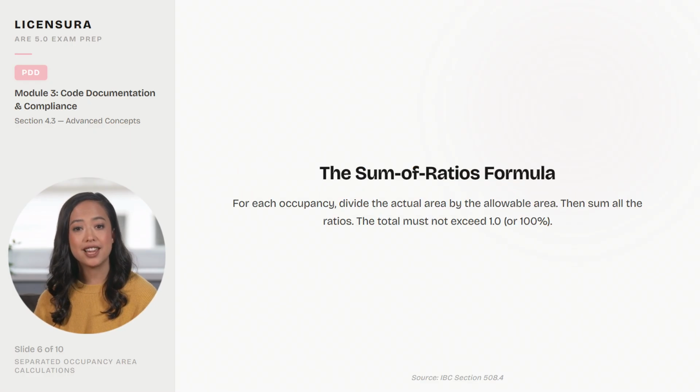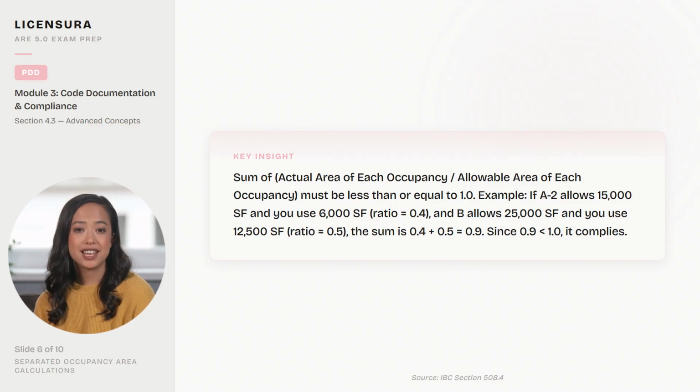For each occupancy, divide the actual area by the allowable area. Then sum all the ratios. The total must not exceed 1.0 or 100%. Here's the key insight: the sum of the actual area of each occupancy over the allowable area of each occupancy must be less than or equal to 1.0.